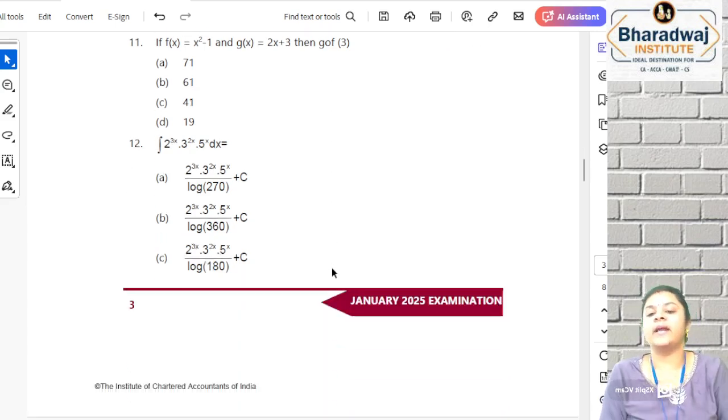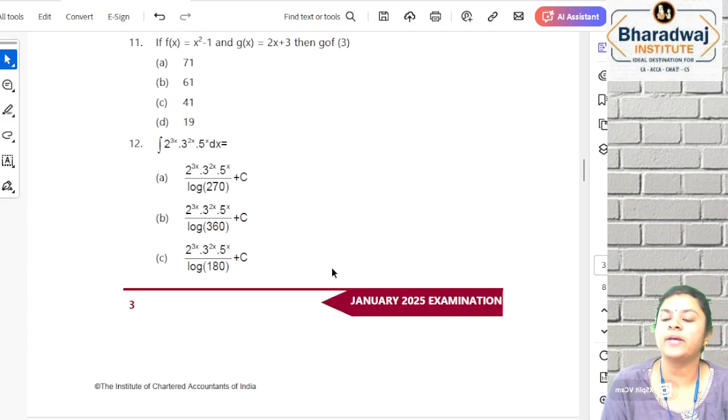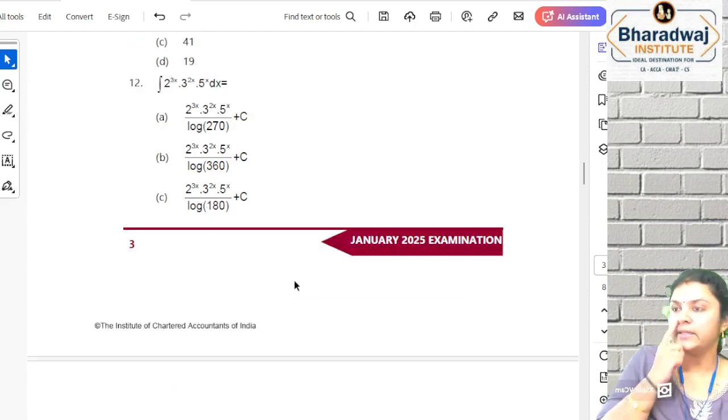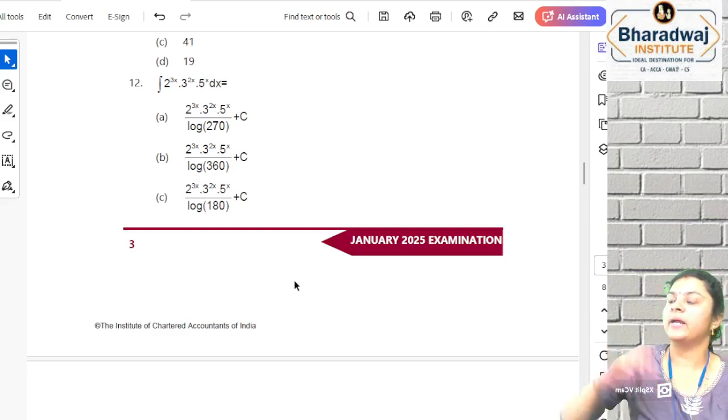12th one. Integrate 2 power 3x into 3 power 2x into 5 power x dx. Work out. So for this, you need not see this. They have asked you the integration. So what are we going to do? Either integrate it, or you can do the option testing.